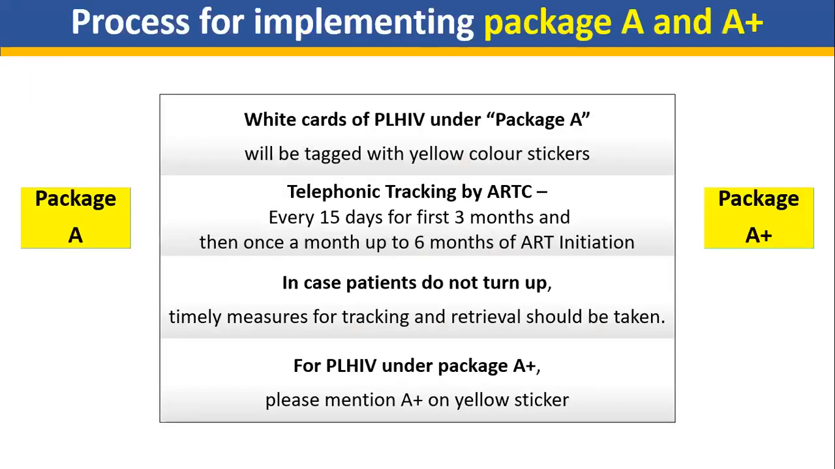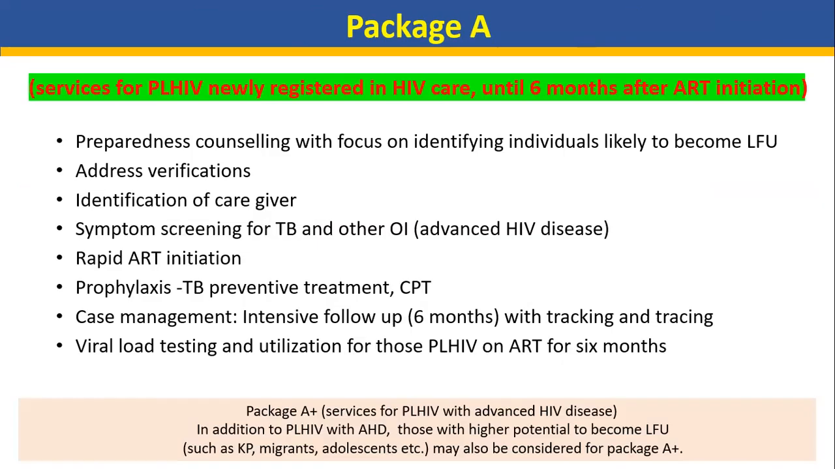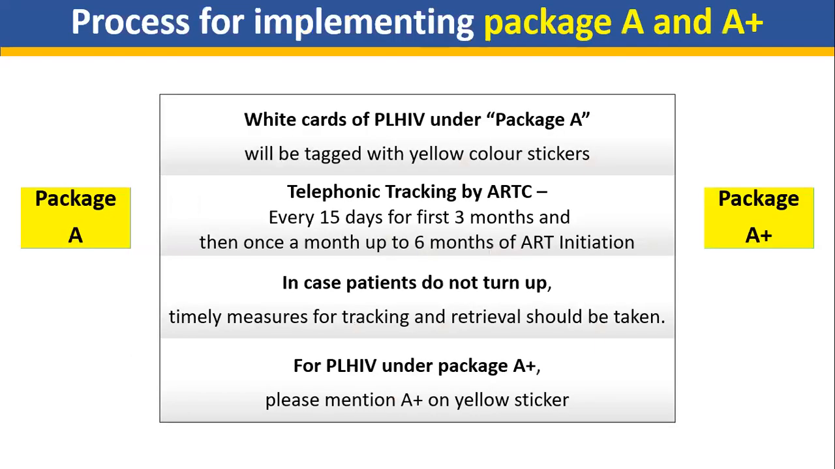So these package A plus services are for the patients with advanced HIV disease. In addition to PLHIVs, those with a higher potential to become LFUs may be considered for package A plus services. There's a mechanism of tagging the white cards with yellow stickers for package A patients. And if the patient has advanced disease, the yellow sticker can be tagged, and then we can put a plus tag on such patients in the advanced disease categories.